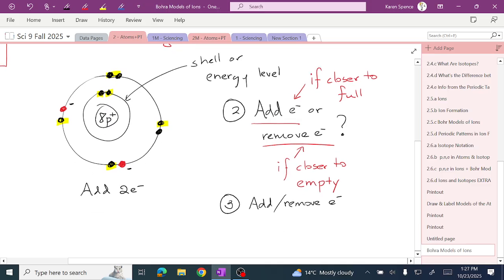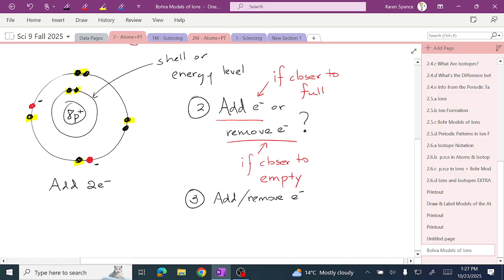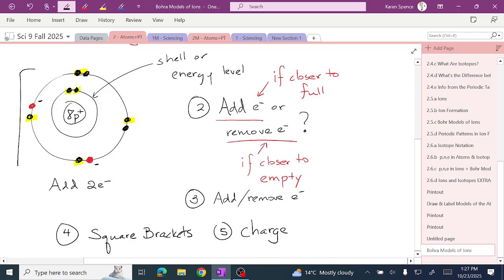The fourth thing you're going to do is draw brackets around it, square brackets. And then the fifth thing you're going to do is write the charge. So let's start with our square brackets.